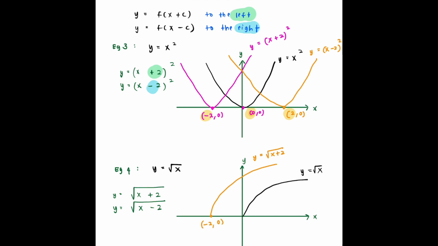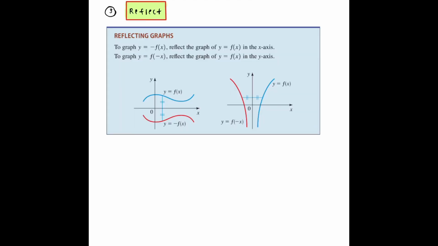And then, if you have −2 inside, it moves to your right side. So this is your new graph. The point here will be (2, 0). y equals square root of (x − 2). Okay, the third method is reflection.